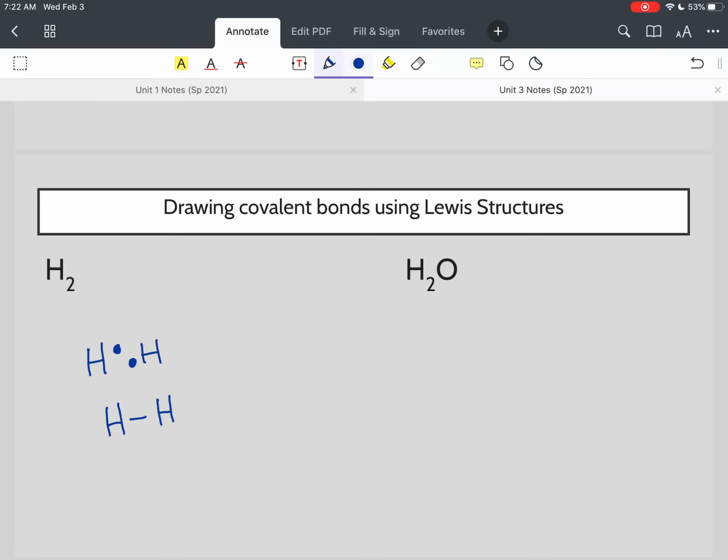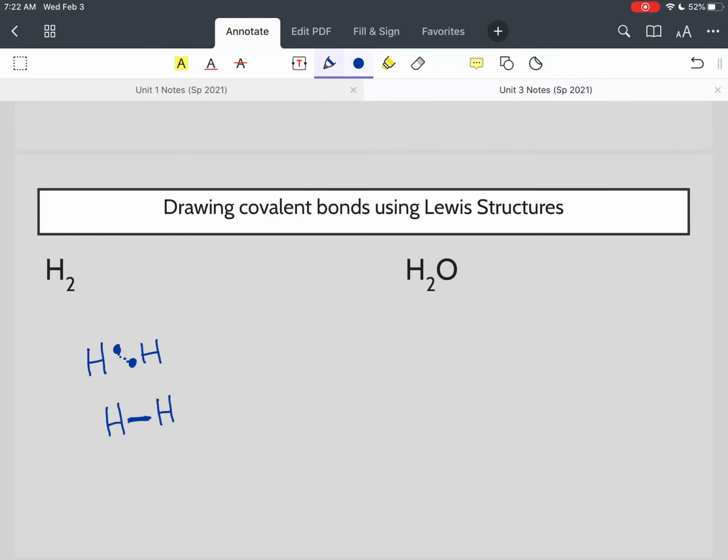Okay, so remember we said hydrogen only needed 1 more in order to have that full shell. It just needs 2 total. So if they're actually sharing these 2, right, then they each have that full shell that they need. Okay, so I can show that by drawing just a line like that.